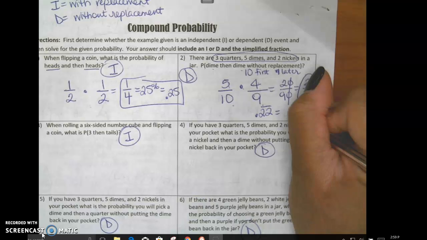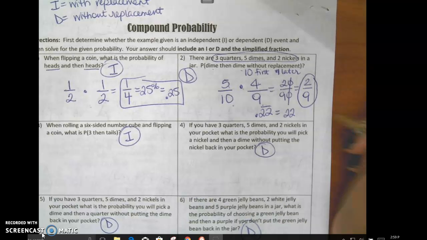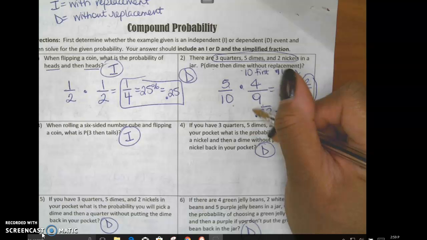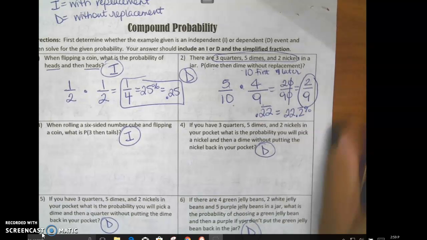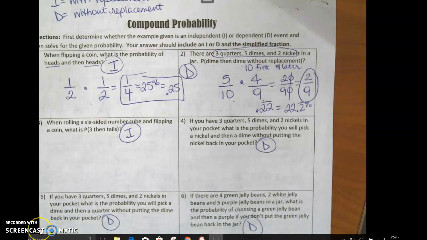So 2200. No, not 100. There's no 1 here. And there would be a decimal over, or a whole number over here. 22. 22.2% repeats. I don't even got that on paper though.